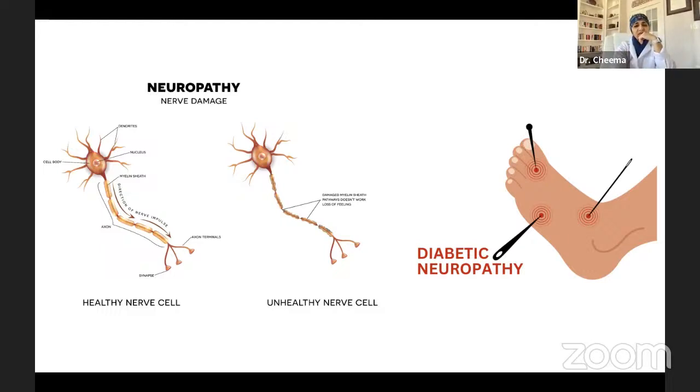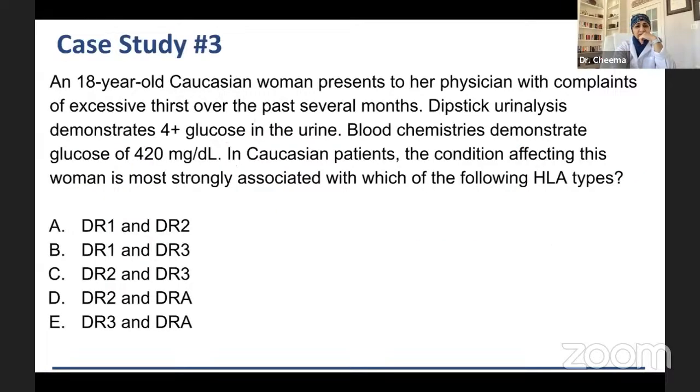So let's talk about another case study. Can you please read it again for me? Yes. An 18-year-old Caucasian woman presents to her physician with complaints of excessive thirst over the past several months. Dipstick urinalysis demonstrates 4 plus glucose in the urine. Blood chemistries demonstrate a glucose level of 420 milligrams per deciliter. In Caucasian patients, the condition affecting this woman is most strongly associated with which of the following HLA types?